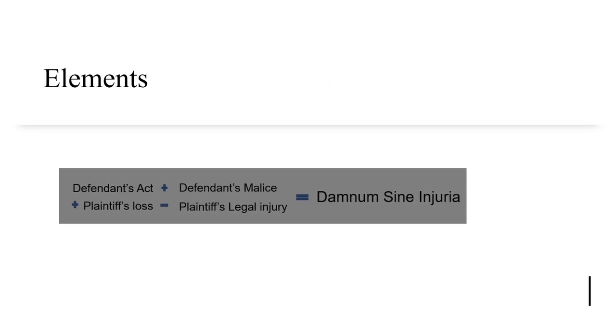Now, let's go to the elements of it. What are the elements of damnum sine injuria? The defendant's act as well as the defendant's guilty intention, which is causing harm and which is resulting in the plaintiff's loss, as well as the plaintiff's legal injury, are the elements.